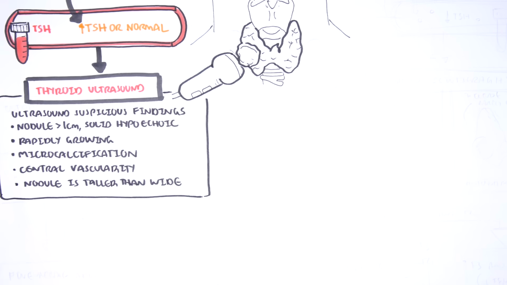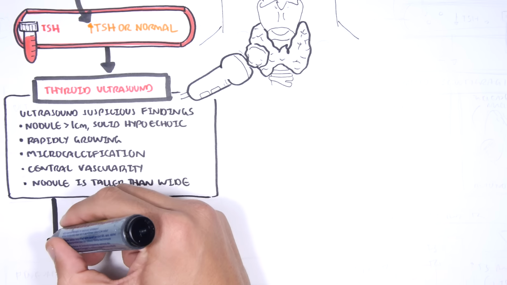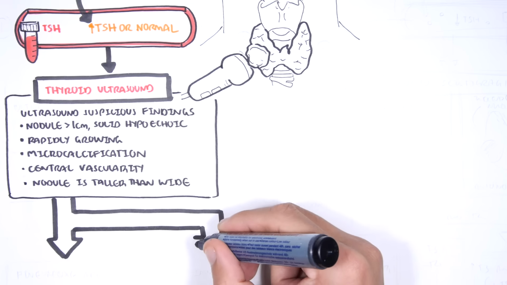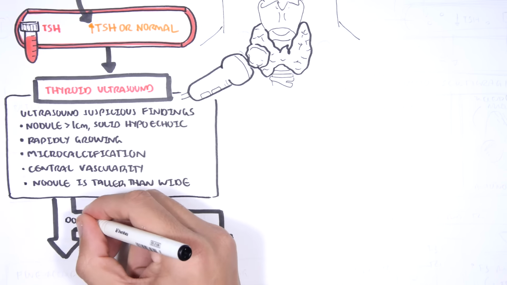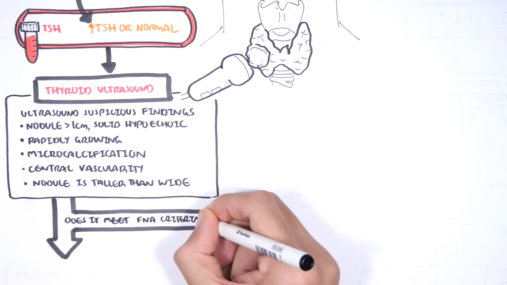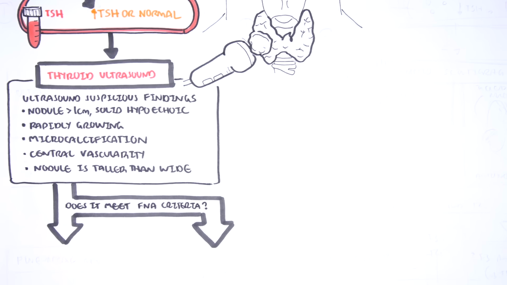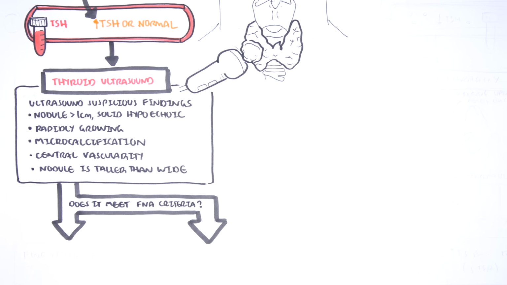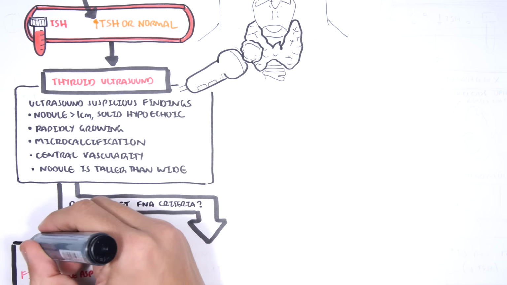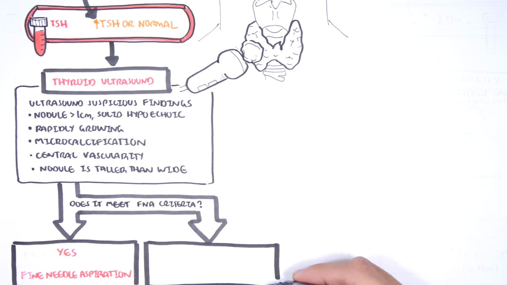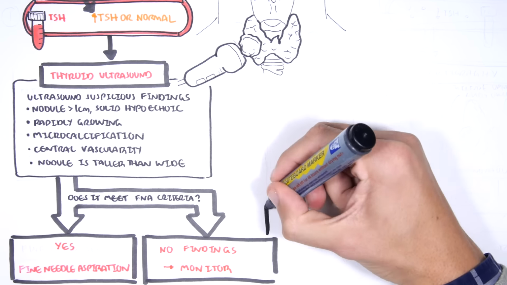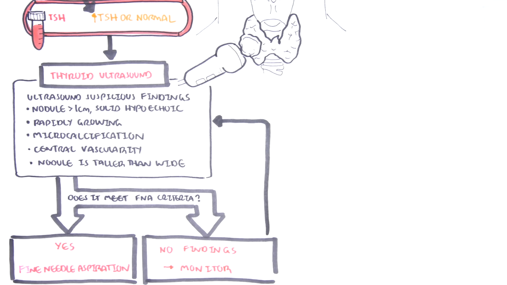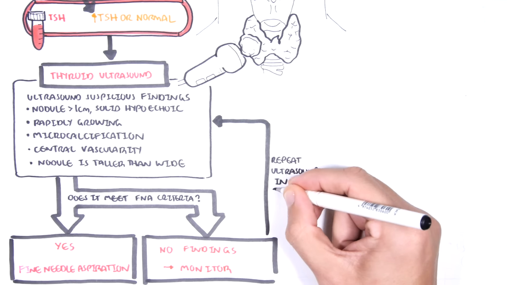After the ultrasound is done, the next question to ask is, does this thyroid nodule meet the criteria for a fine needle aspiration? The criteria include those suspicious findings we just talked about on ultrasound. So if yes, there are suspicious findings on the ultrasound, then a fine needle aspiration should be performed. If there are no suspicious findings and the thyroid nodule does not meet the fine needle aspiration criteria, then we just monitor the nodule and may repeat a thyroid ultrasound in a few months' time.